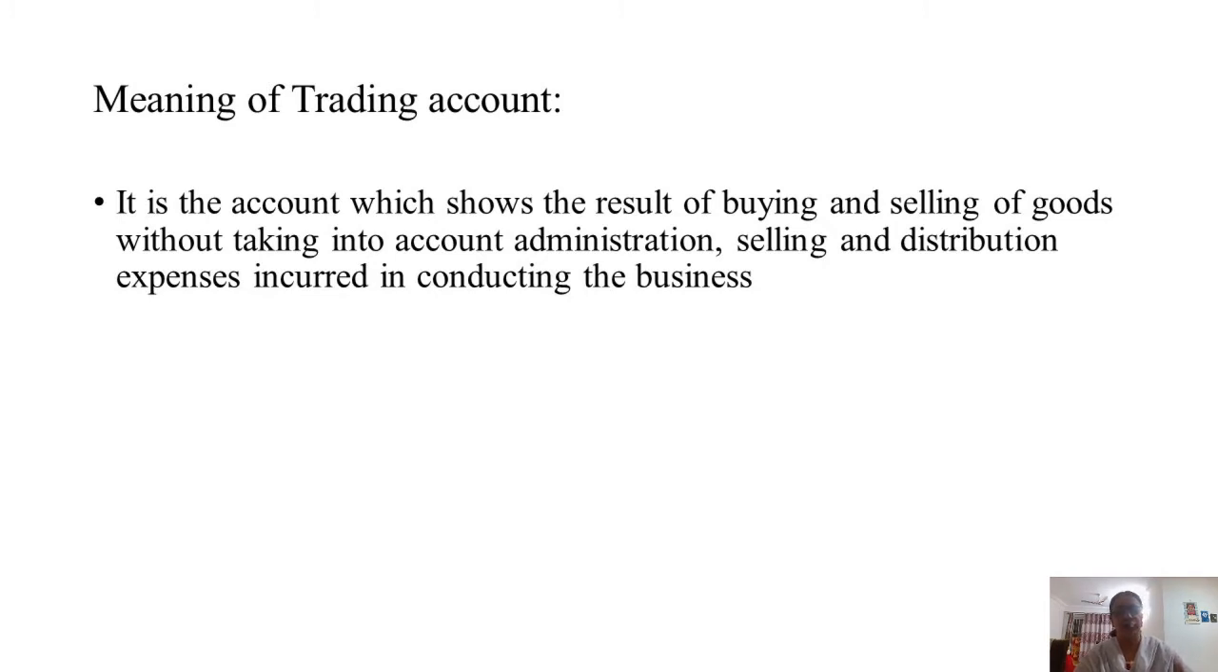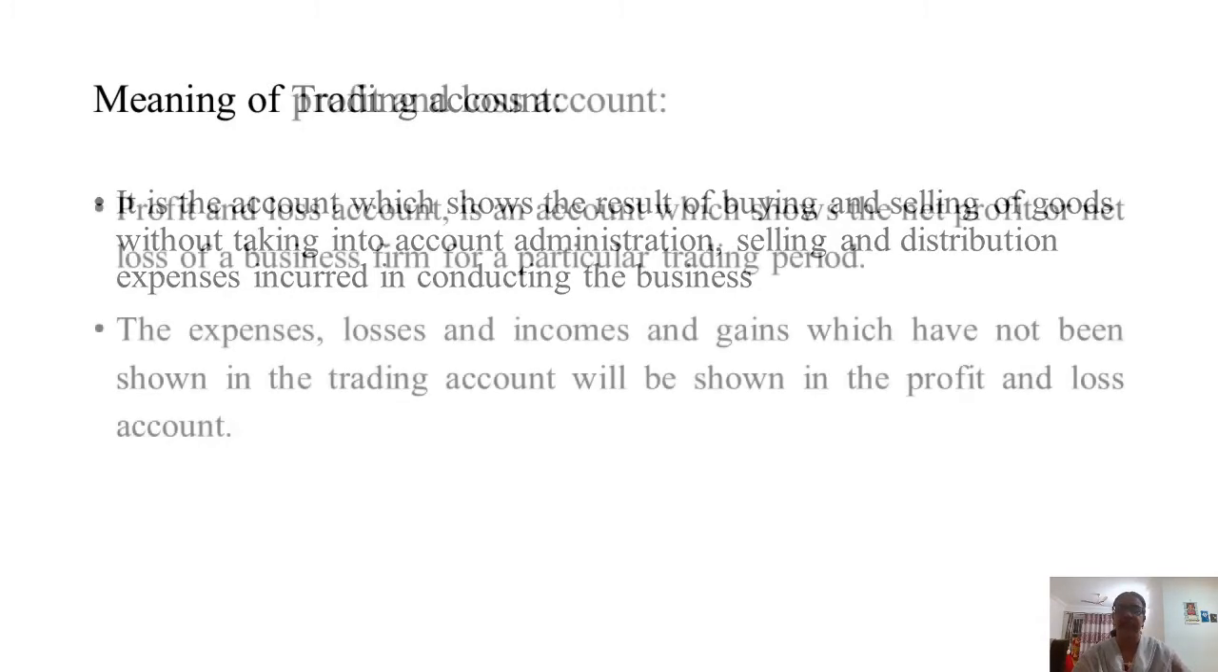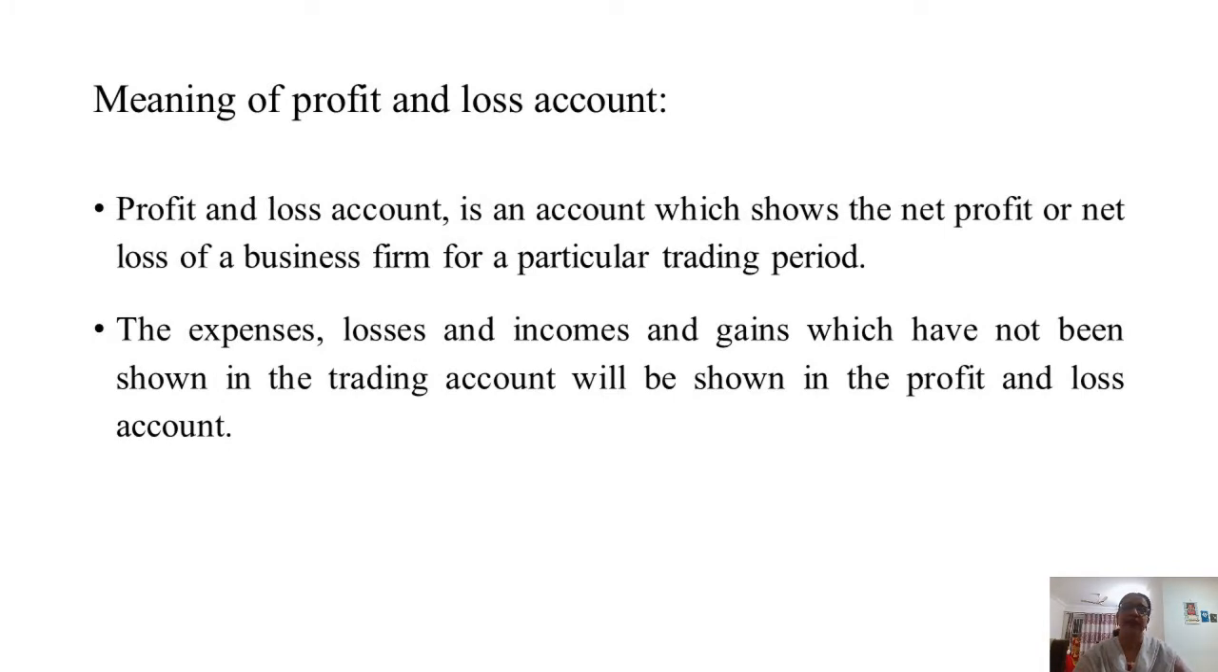This is not the final profit. Here we are taking only the direct expenses and direct incomes. We are not considering the administrative expenses or selling and distribution expenses. Only the direct expenses are considered, and we prepare the trading account to know the gross profit or gross loss of the business. Then we prepare the P&L account. The P&L account is prepared to know the net profit or net loss of the business. This is the final profit. Here we take into consideration some indirect expenses and the administrative and selling and distribution expenses.